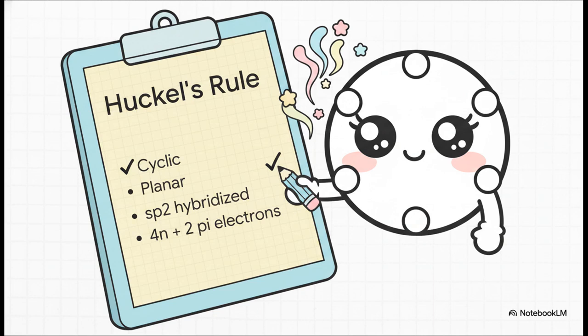To get that special VIP stability and oftentimes a very characteristic smell, a molecule has to pass a strict checklist known as Huckel's rule. First, it must be cyclic. Second, it must be a flat, planar molecule where every atom is sp2 hybridized, allowing all their p orbitals to overlap perfectly. And finally, it has to contain a very specific mathematical count of pi electrons. It has to be exactly 4n plus 2, where n is an integer like 0, 1, or 2. If it passes that test, boom. It achieves that legendary aromatic stability.